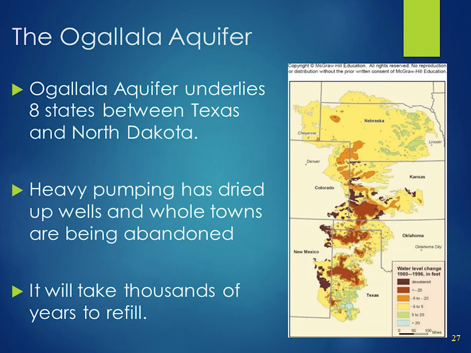A map of the Ogallala Aquifer. The Ogallala Aquifer underlies 8 states between Texas and North Dakota. Heavy pumping has dried up wells and whole towns are being abandoned. It will take thousands of years to refill.